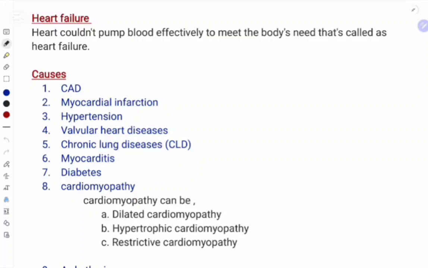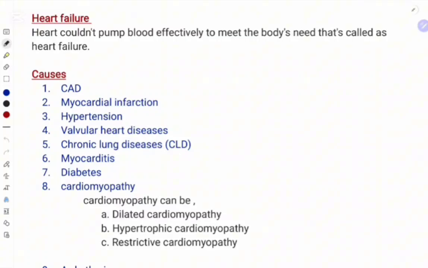So what is the normal function of the heart? It pumps the blood into the aorta and the systemic circulation. But in heart failure, the heart can't pump properly, meaning an inability to contract, which leads to reduced cardiac output. That's called heart failure. It is a simple definition of heart failure.